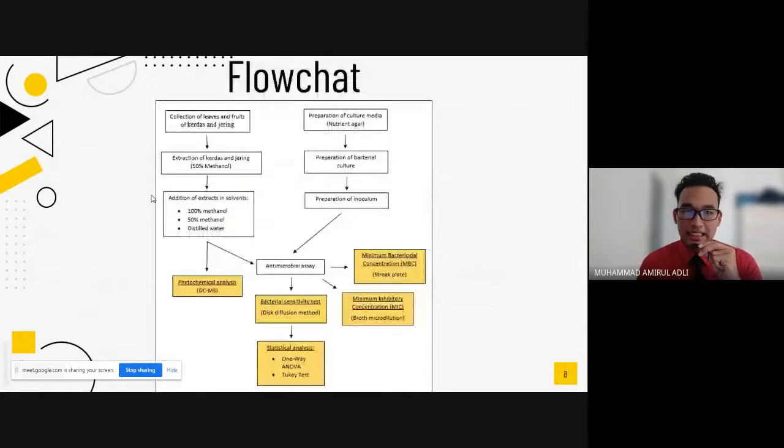And as you can see in this flowchart, they highlight yellow boxes indicating 5 tests and analyses that were conducted in this study, and here are the results. So the first test that was conducted was the bacterial sensitivity test.